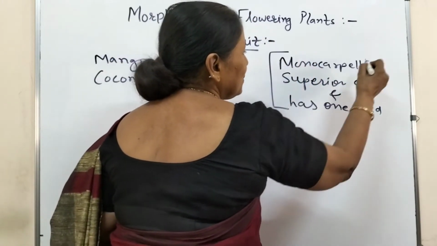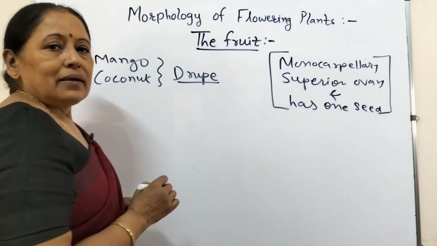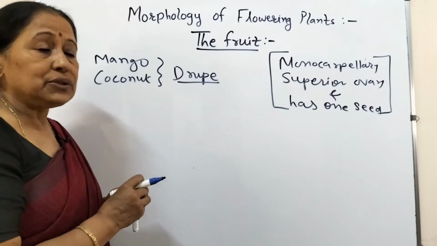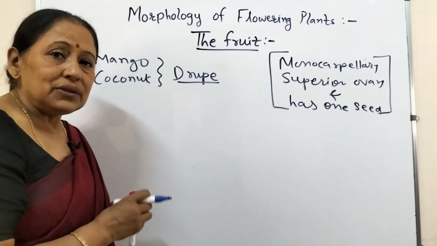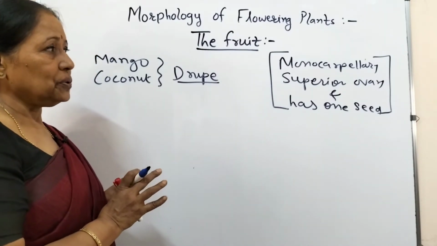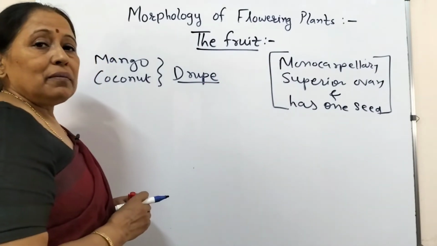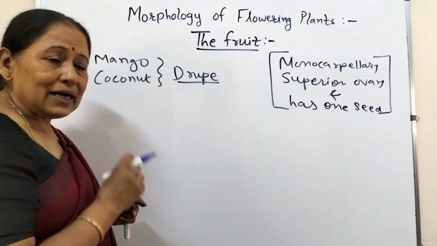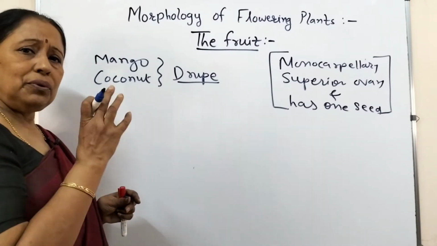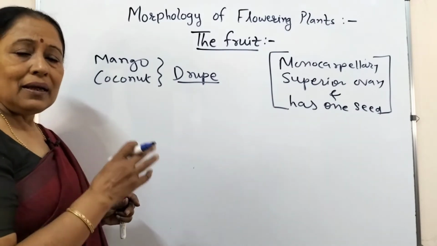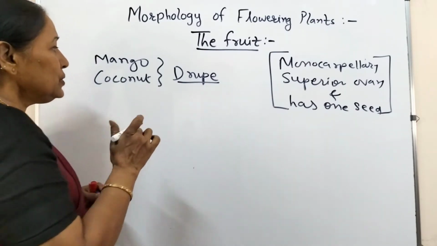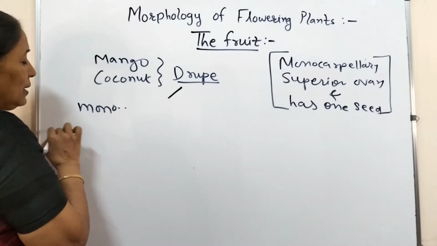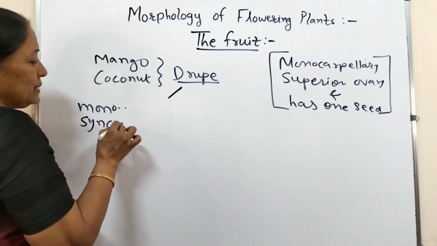From this statement, don't think that these are the characteristics of a drupe. It does not mean a fruit has to qualify all these three characters to be a drupe. Not so. Monocarpellary means having a single carpel, but a drupe may be monocarpellary, and it may be multicarpellary syncarpous. So this drupe may be monocarpellary or it may be multicarpellary syncarpous.